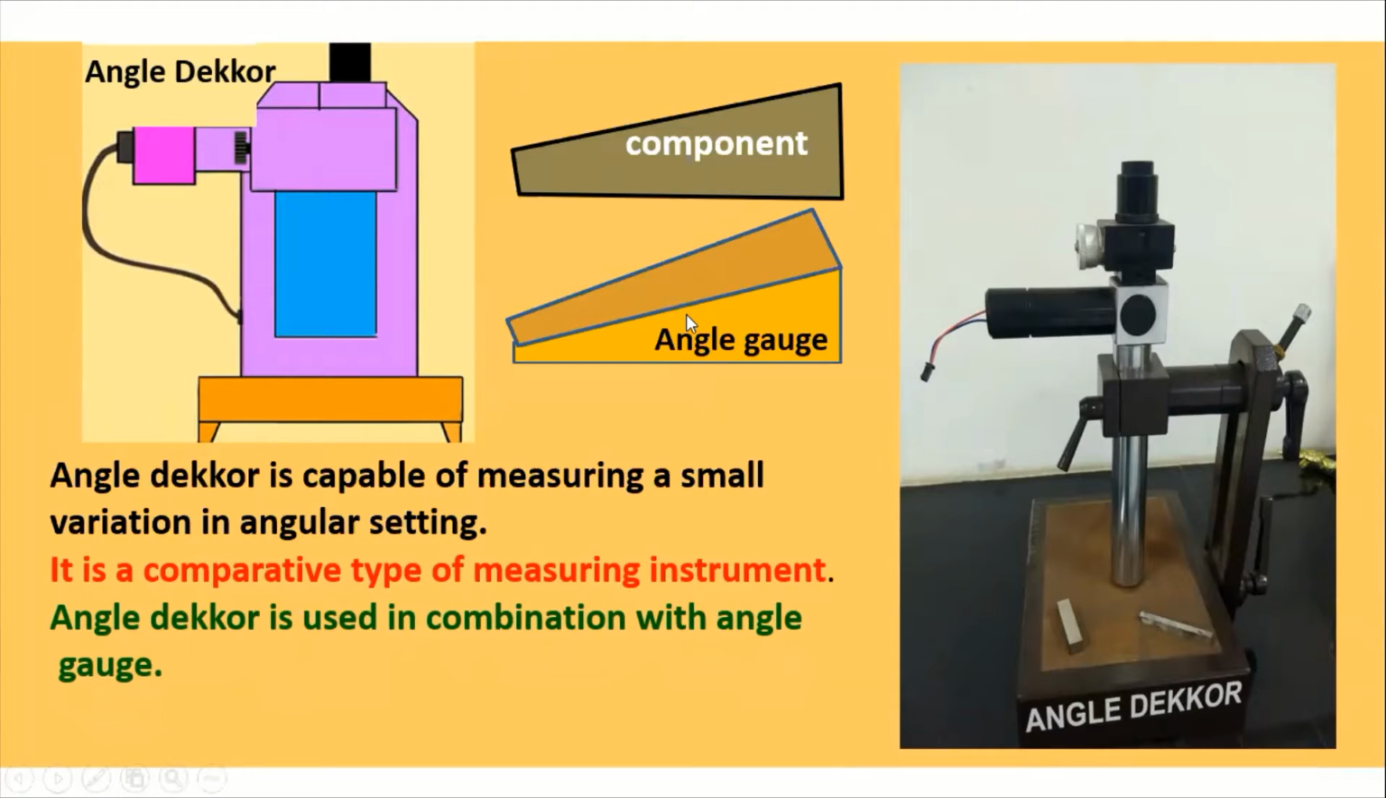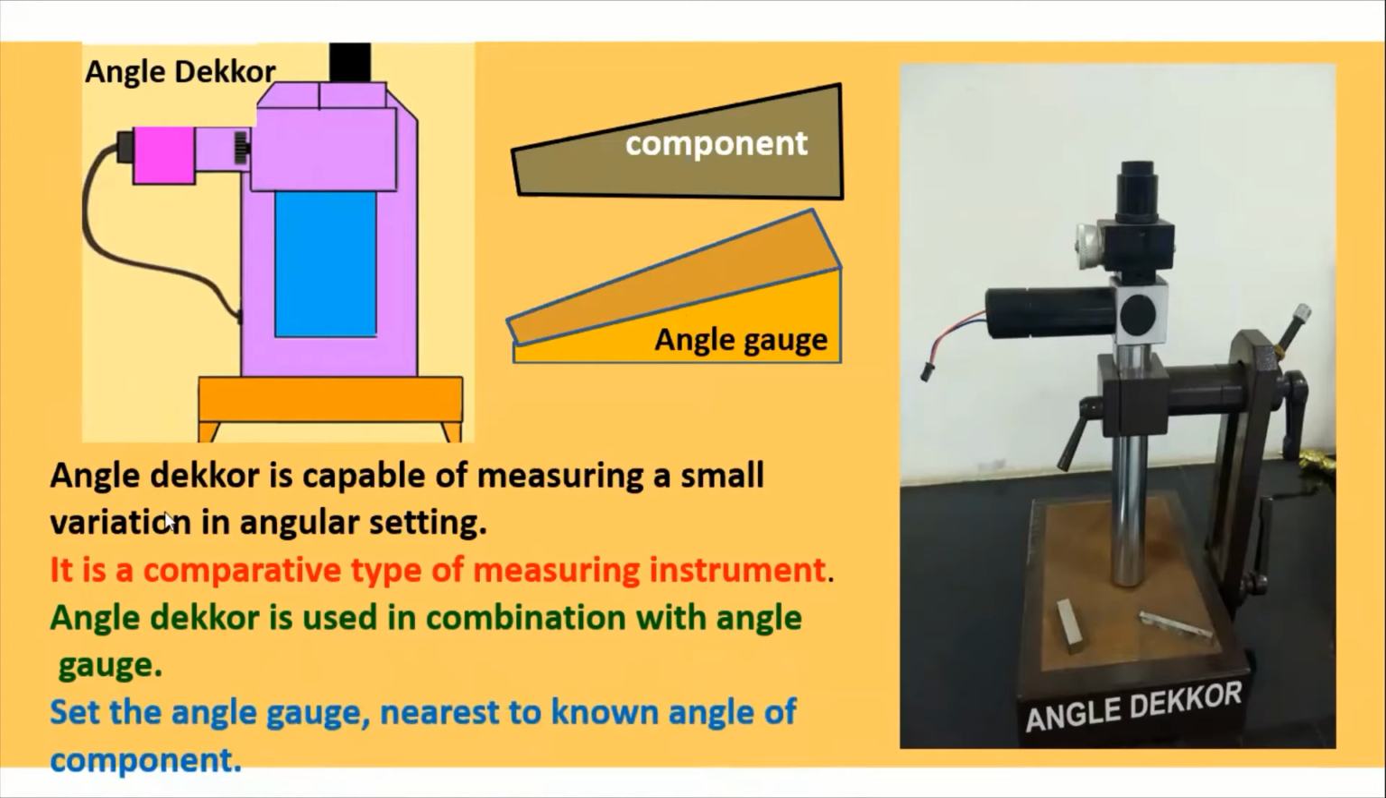So you can make the combination of angle gauges according to the size of the component, or we can say, set the angle gauge nearest to the known angle of the component. Suppose the known angle as per the drawing is 27 degree. So I will take angle gauges of 27, which will be placed below this focal plane, and I will set the instrument.